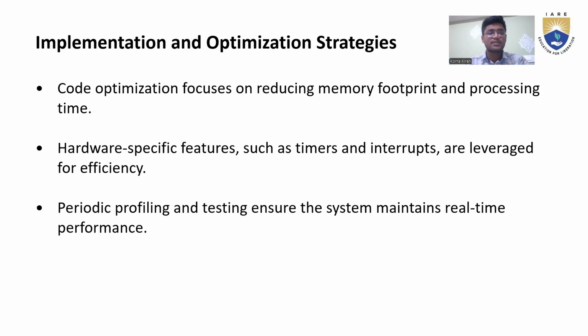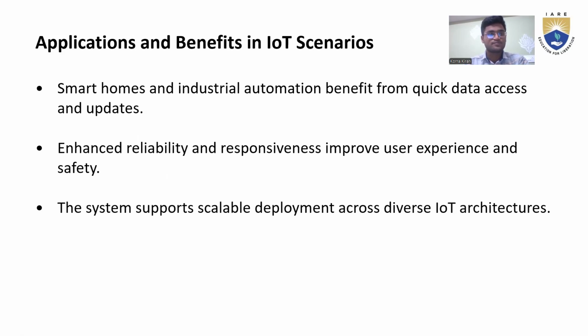Now see implementation and optimization strategies. Code optimization focuses on reducing memory footprint and processing time. This was one of the things in the strategy of using optimization. Optimization means observing, and hardware-specific features such as timers and interrupts are leveraged for efficiency. Periodic profiling and testing ensure the system maintains real-time performance. Now we can see here applications and benefits in IoT sensor.